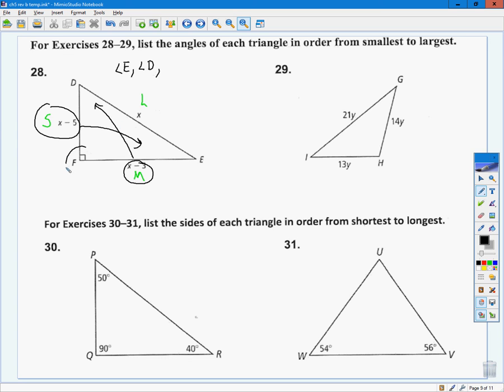And then the largest is going to be angle F because it's across from the x. I do the same thing in this particular problem. The smallest angle is going to be across from the smallest side, which is 13y, angle G. The next smallest side would be 14y, angle I is across from it. And the largest side would be across from the 21y, which is angle H.